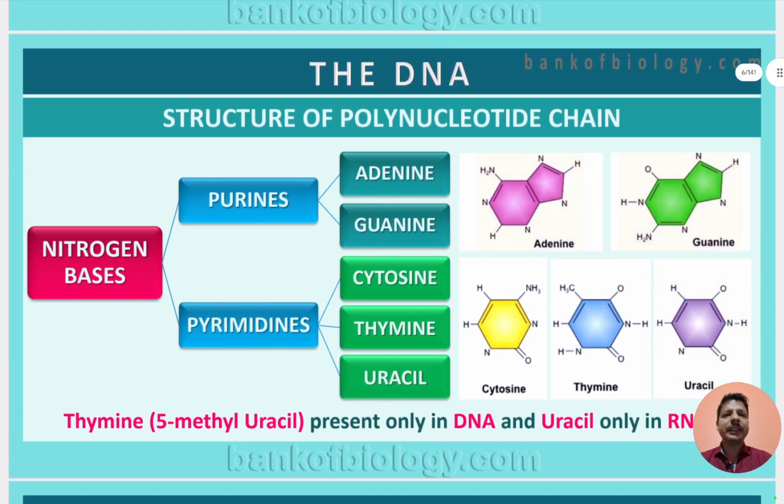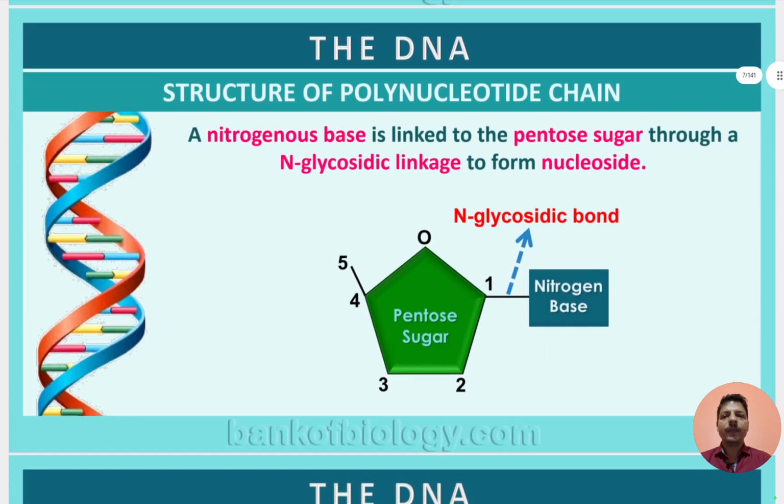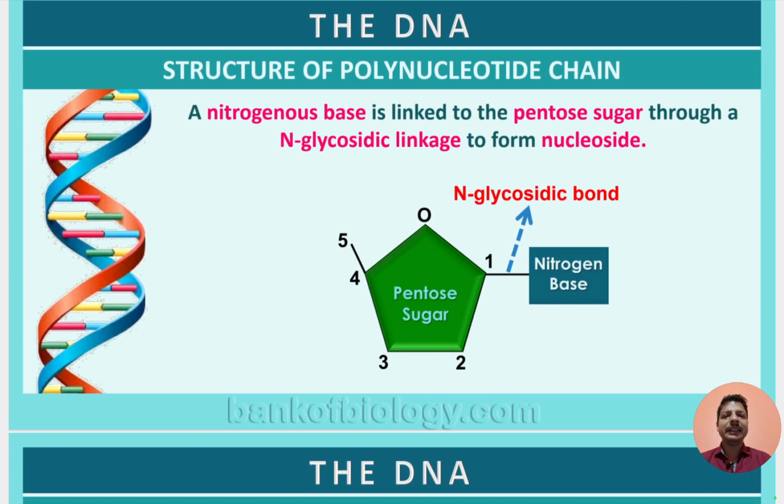Then nitrogenous bases are of two types, purines and pyrimidines. Purines are of two types, adenine and guanine, and pyrimidines are cytosine, thymine and uracil. Thymine, 5-methyl-uracil, is present only in DNA, and only uracil is present in RNA. Remember. Here, a nitrogenous base is linked to pentose sugar through a linkage called N-glycosidic linkage to form a nucleoside. Here you can see the N-glycosidic bond where the nitrogenous base is combined with pentose sugar.